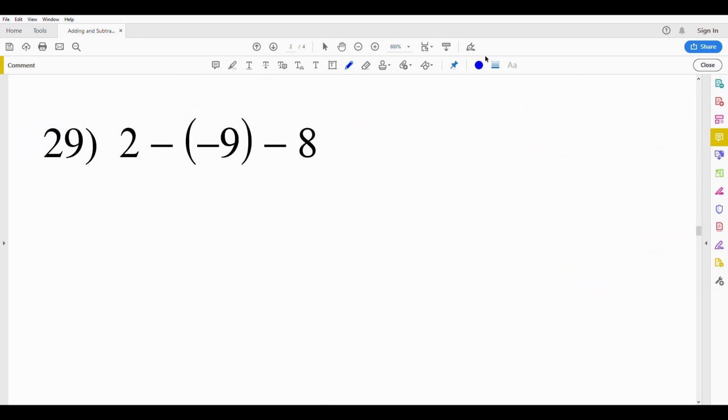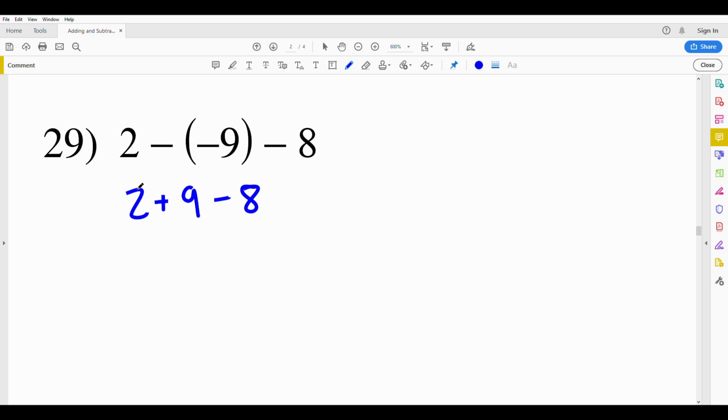In number 29, we're subtracting. Now subtracting, I think, is a little trickier than adding because we're taking away that number, so we need to keep track of that. So if we do 2 minus a negative, that would be like 2 plus a positive 9. And then we're still subtracting 8 from that. Now, we can do 9 minus 8 first, or we can do 2 plus 9 first. It doesn't matter which order.